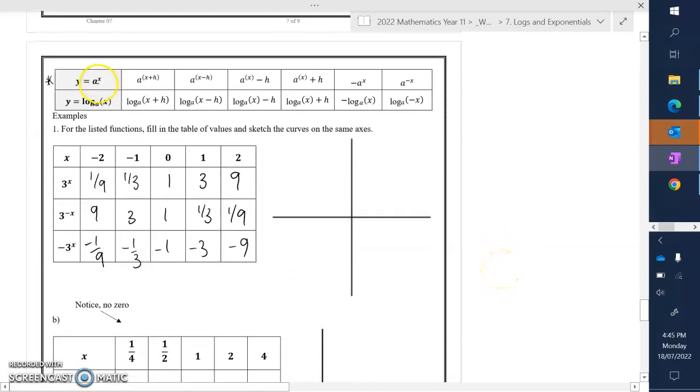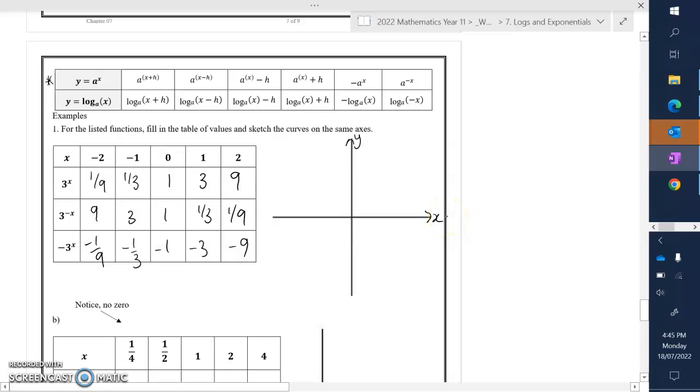So we've got y equals a to the x, y equals log of a to the x. It says for the listed functions, fill in the table of values and sketch the curves on the same axes. So to start with, we're going to have a look at our exponentials, 3 to the x, 3 to the minus x, and minus 3 to the x. We're just going to pop in our values into each one of these, get our grid values, and plot the graphs on our axes over here.